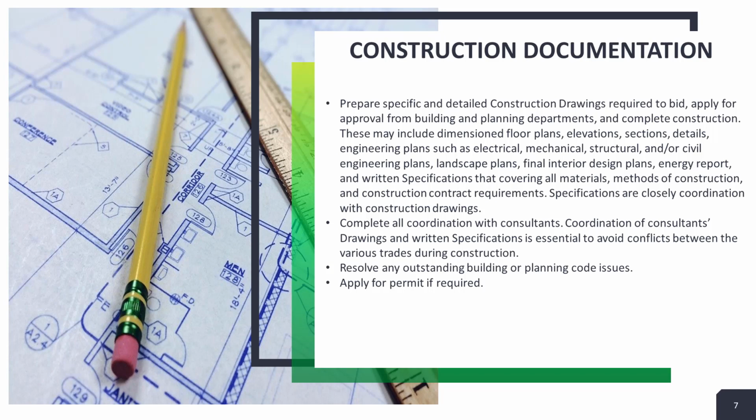Resolve any outstanding building or planning code issues. Typically, once you submit the drawings to the review board, whoever is reviewing the drawings, they may come back and ask you to do some additional things or make some changes. Try to resolve, again, all of that prior to bidding the project so that any additional costs can be done at that time. And then, of course, apply for the permit.